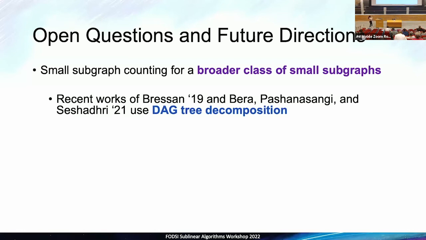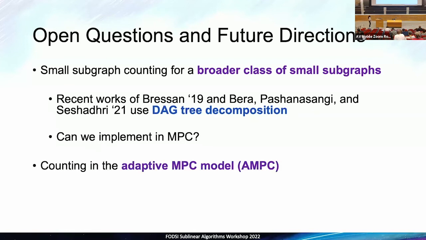Some recent works have shown an exact separation between subgraphs that can be counted in near linear time and those that can't. But they use what's called a DAG tree decomposition to get to the algorithmic result for counting these small subgraphs. And it turns out DAG tree decomposition is kind of hard to make work in a small number of rounds in MPC. So this is an open question that we pose.